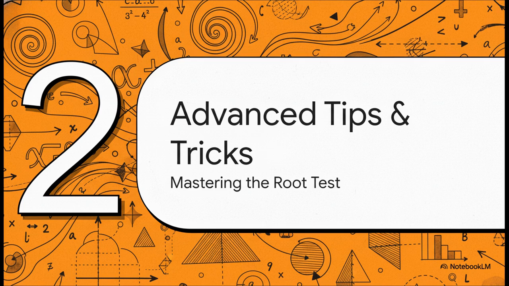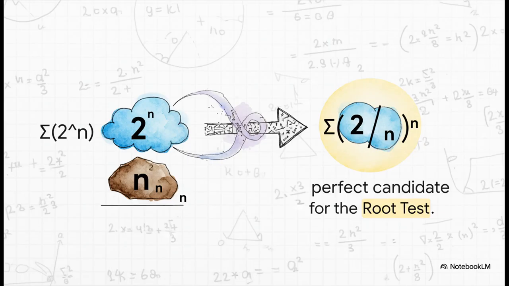Okay, so you've seen it in action, which is great, but now let's level up a bit. Let's get into some advanced tips and tricks so you can really master the root test. This is where you go from just plugging into a formula to actually having a strategy. Check out this series. At first, it might not look like a root test problem, but look closer. You've got 2 to the n on top and n to the n on the bottom. We can actually rewrite that whole thing as 2 over n, all raised to the nth power. And suddenly, boom, it's a perfect candidate for the root test. And when you run the test, you find out the limit L is 0. Since 0 is less than 1, we know this one converges too.